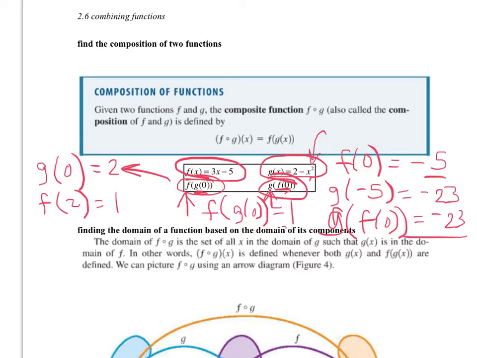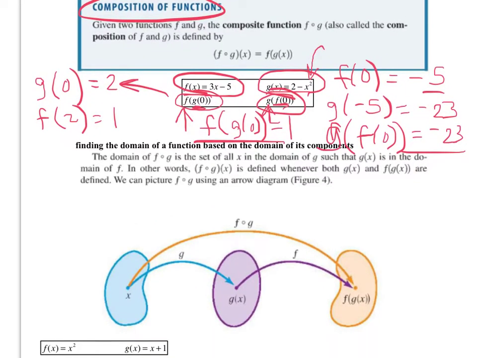Notice that we get different answers when we do the composition in different orders. Remember, if you add two functions or multiply two functions, you can do that in either order because addition and multiplication are commutative. But this operation of composition is not commutative. You do not always get the same value if you reverse the order of the composition.